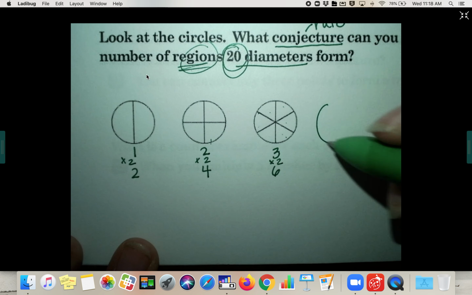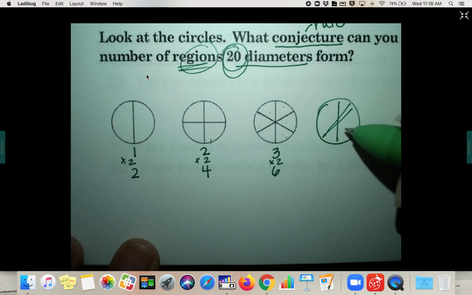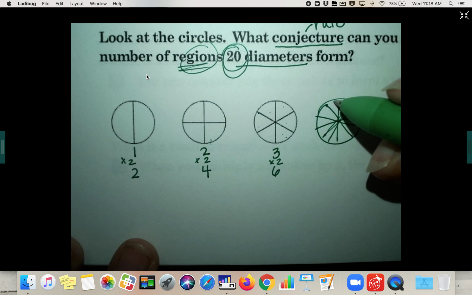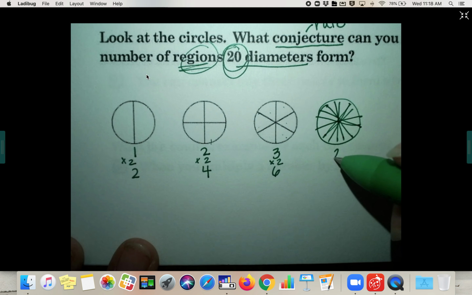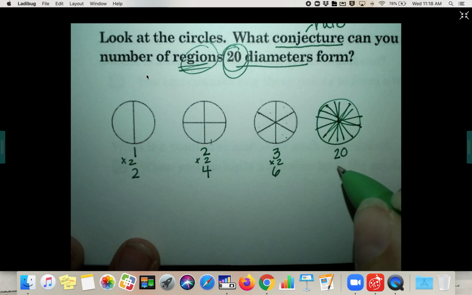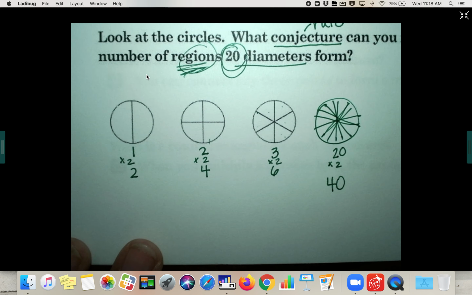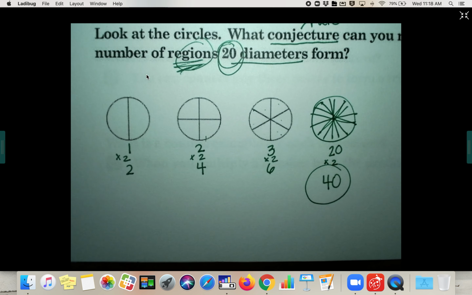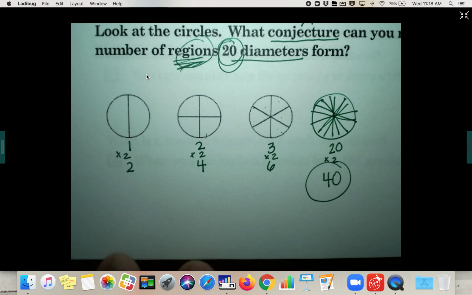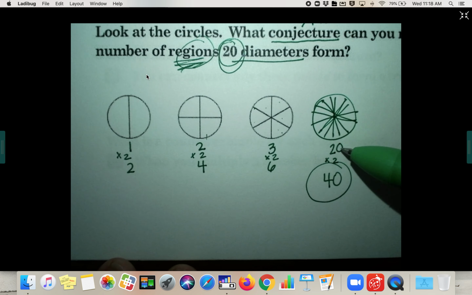So if we had a circle that had 20, whatever. I'm not even going to count these, so don't go through and count them. Let's say it was definitely 20 diameters. I could multiply it by 2, and it would be 40 parts, or 40 regions. So my conjecture is that it would be 40, because it's 20 diameters times 2.